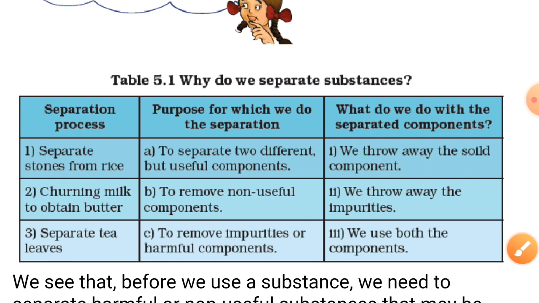Students, we see that before we use a substance, we need to separate harmful or non-useful substances that may be mixed with it. Sometimes we separate even useful components, because we need to use them separately, as we did in the case of curd. When we churn curd, then we get buttermilk and butter. Both are useful to us.